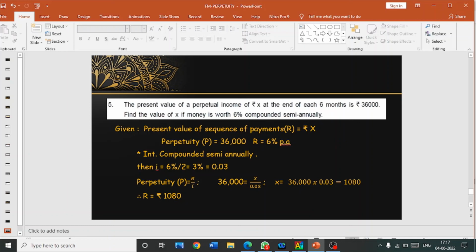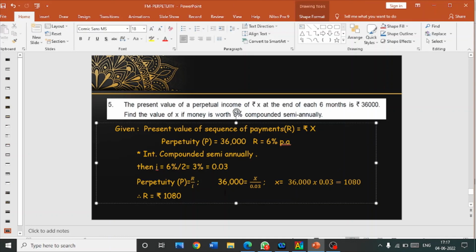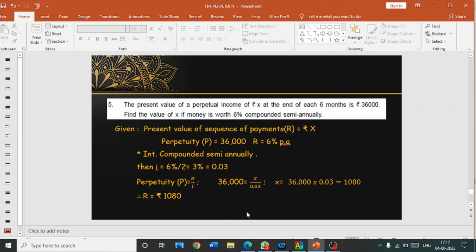So with payments made at the end, the present value of the perpetuity P equals R by I, that is X by 0.03. P is nothing but 36,000. Cross multiply it. 36,000 into 0.03 equal to 1080. So the cash flow is rupees 1080.